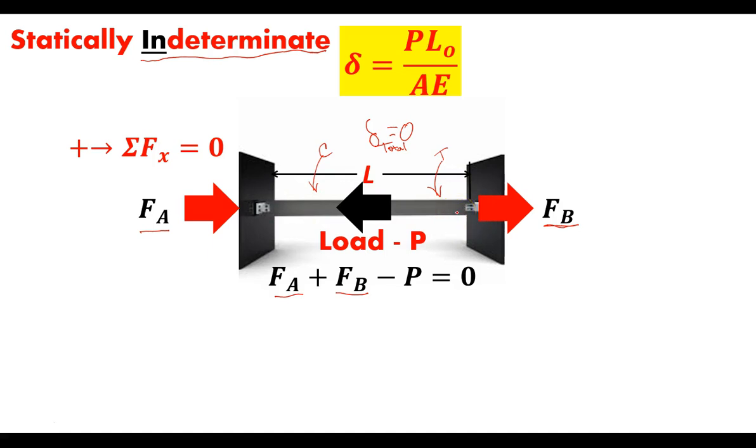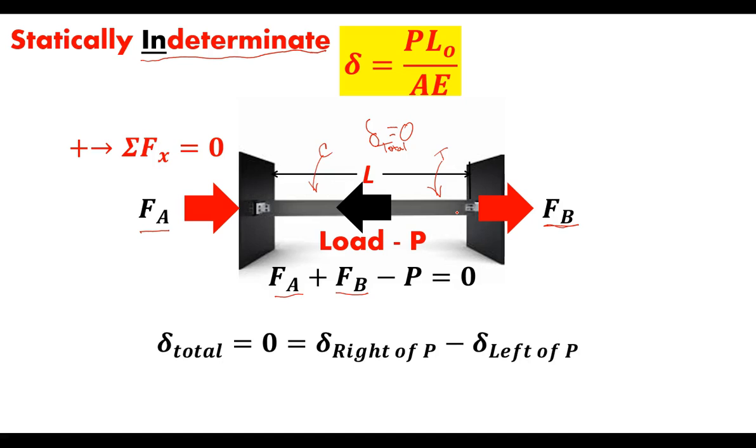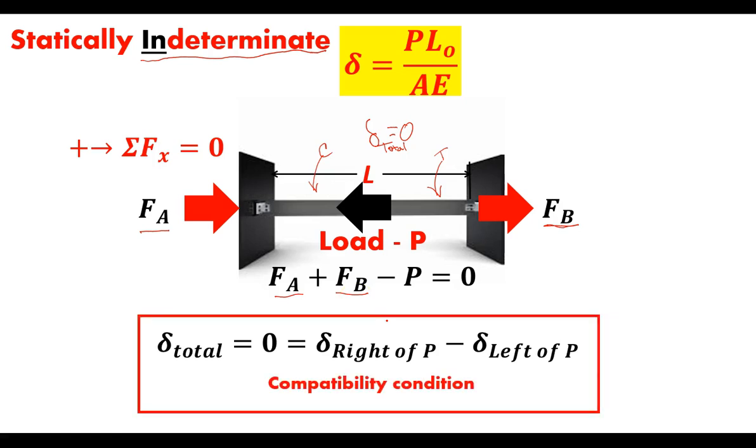So we end up with a very interesting phenomenon where we know the total deformation is 0, and the deformation to the right of the load, which I'm going to make positive, minus the deformation to the left of the load equals 0. And that is what's known as a compatibility equation, or a compatibility condition. It is the knowledge of how the deformation and this beam are going to react, used along with the equilibrium equation. So this is your compatibility equation.